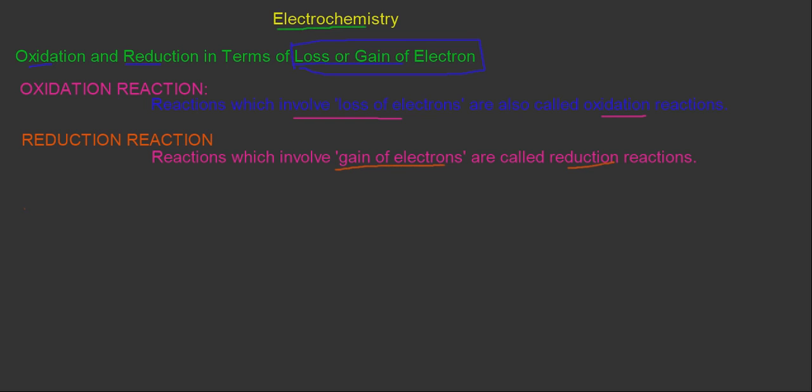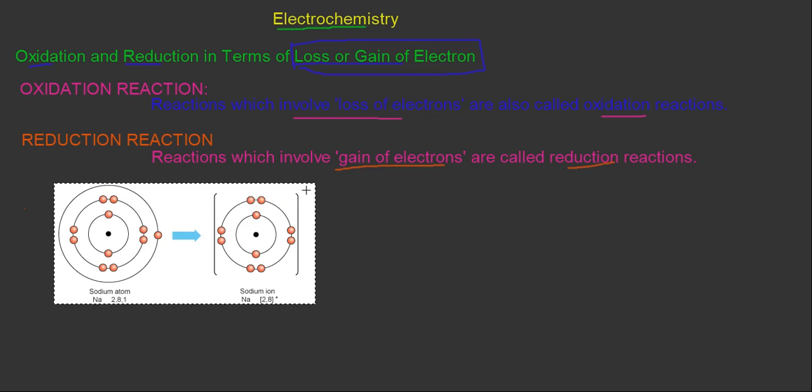Now we will discuss the oxidation reaction, which involves loss of electrons, with the help of an example. In this example, we will be studying the sodium atom. As we know, sodium belongs to group 1A and has atomic number 11. So what does this mean? It means that the sodium atom has 11 electrons.